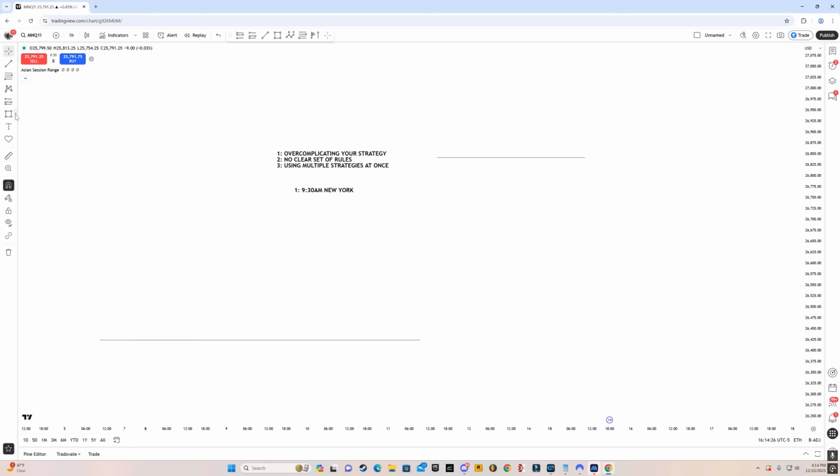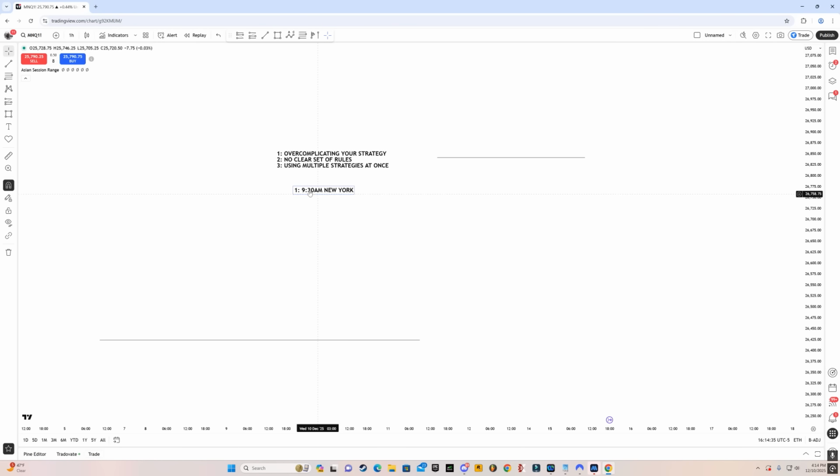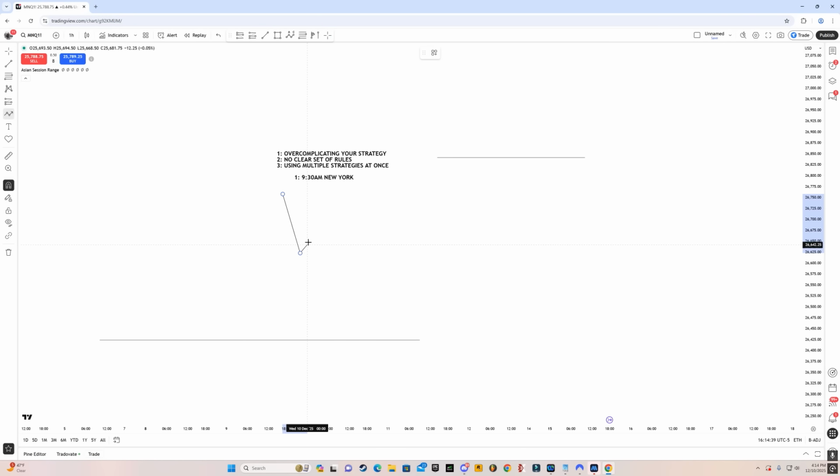Now, what you want to do is drop down to either the 5-minute or the 15-minute time frame. Ideally, I start off on the 5-minute time frame. So after 9:30 a.m. New York time, what I'm waiting for is for price to create a fair value gap in the direction of my draw on liquidity that we marked out initially on the 1 hour or 4 hour time frame. So after 9:30, we want to keep an eye on the first fair value gap that forms on the 5 or 15-minute time frame.